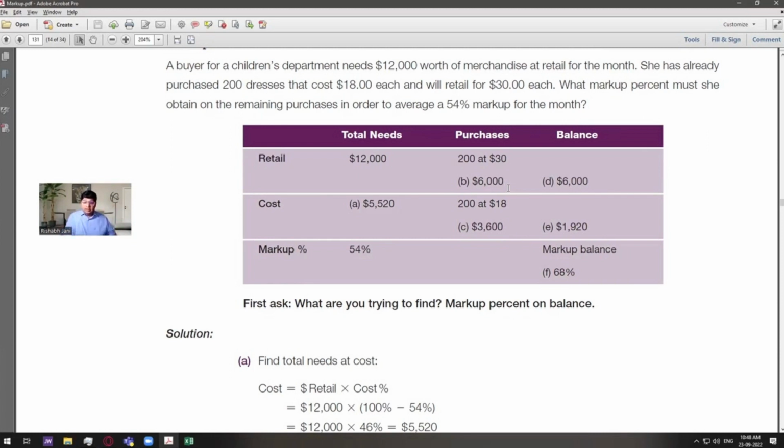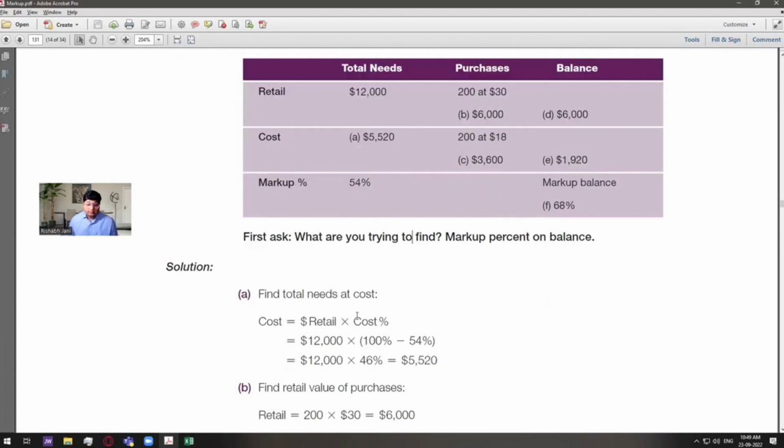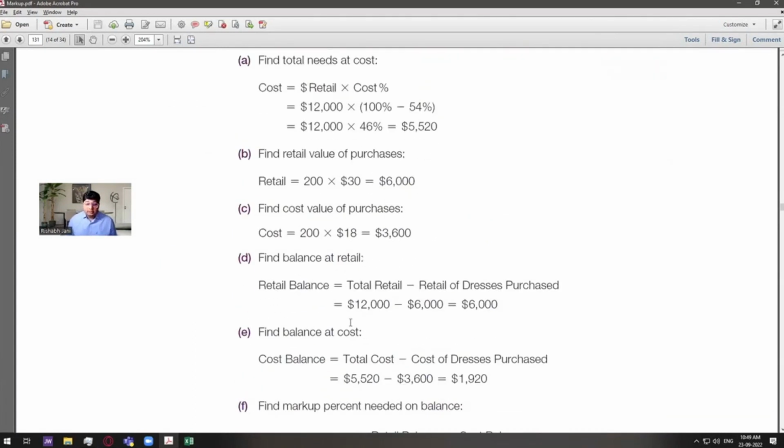Okay. Next thing we need to do is find how much we can pay for those goods, which in this case is the balance that's left over from our initial cost. Our cost need was 5520 minus what we've already purchased, 3,600. That gives us our balance of 1920. And now very simply, we take our retail balance, which is 6,000, and our cost balance of 1920, and we get our markup balance of 68%, right? This is all explained in this particular calculation.